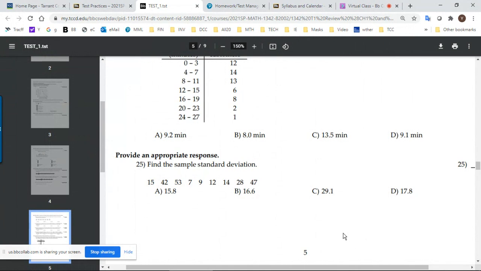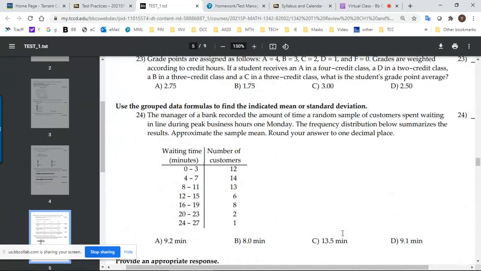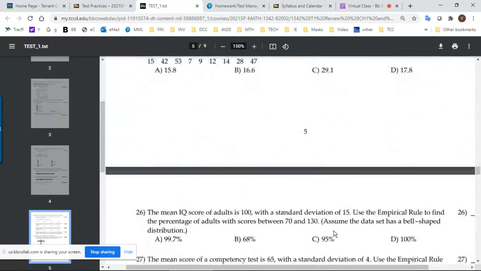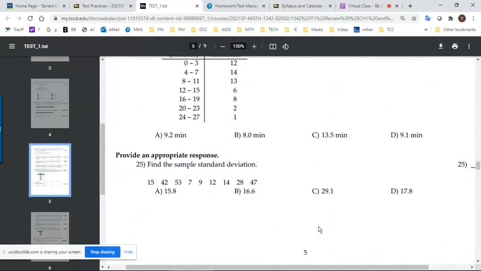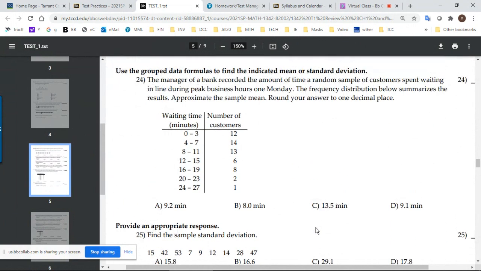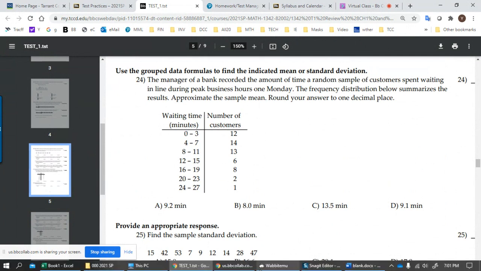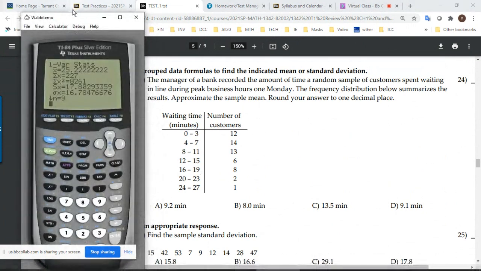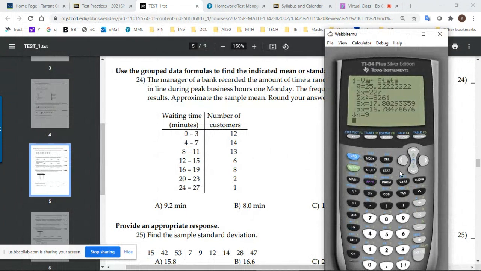All right, any questions? On the previous question, not 24, I guess, when you entered L1 and L2, did you do something differently other than just going to the one-var stats or whatever? Oh, okay, yeah, I did something differently, because if you just go to stat calc and don't type anything, you're only using L1. It didn't use L2. Okay, this one is only L1.